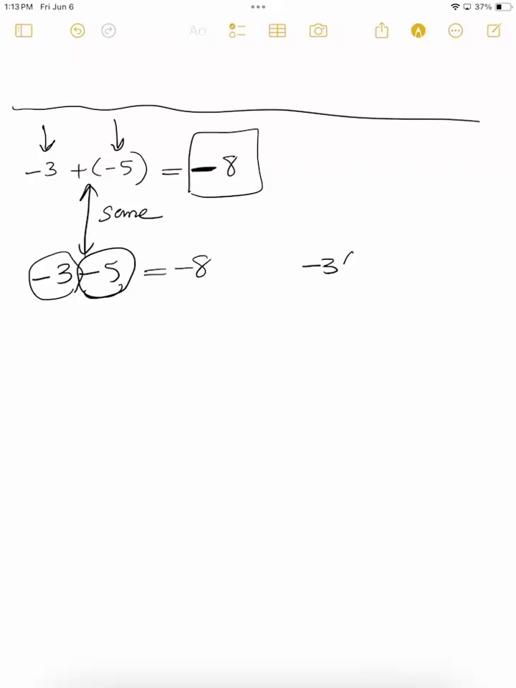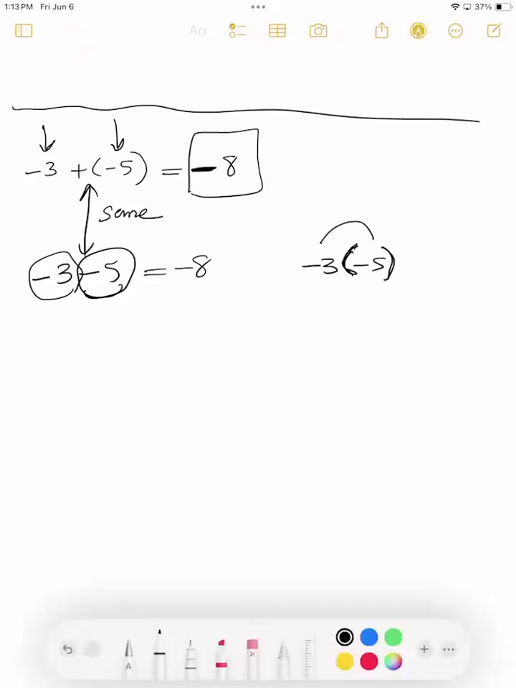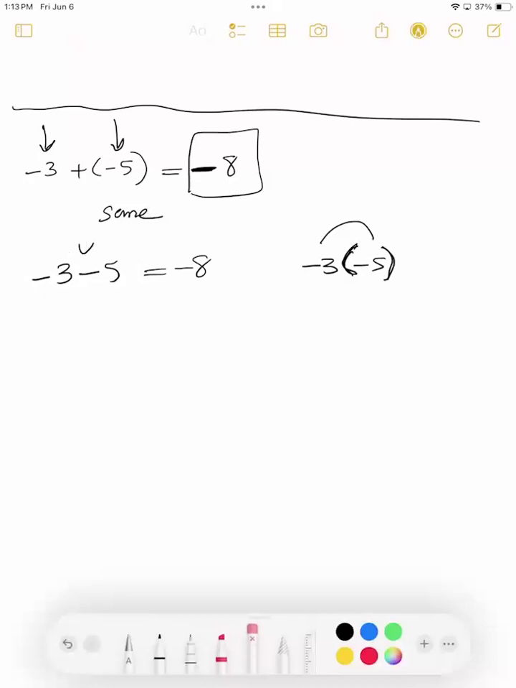This is different than saying -3 times -5. When you put these parentheses here, you're saying multiply. When there is no parentheses here, like this case, you don't have any parentheses. This means add the two negative numbers. This means multiply two negative numbers. Negative times negative is positive. 3 times 5 is 15.